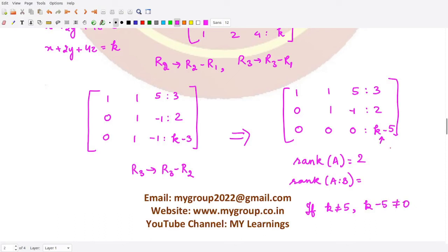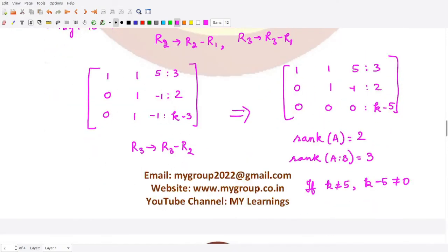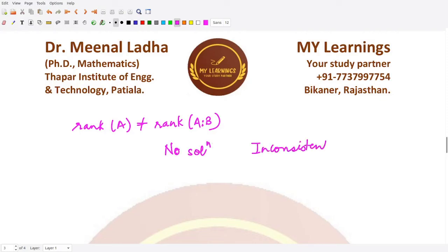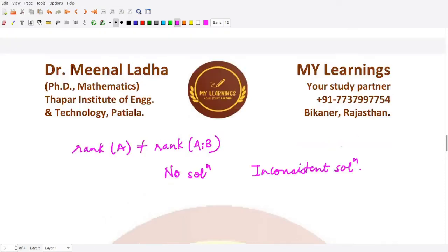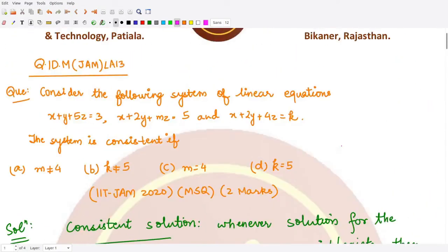That means for A augmented B, we have 3 non-zero rows. So the rank in this case is 3. If that is so, both the ranks are not equal. Rank of A is not equal to the rank of A augmented B. So in this case, we would have no solution. We have an inconsistent solution here, right? So K not equal to 5 cannot be there. So for K not equal to 5, option B is incorrect.